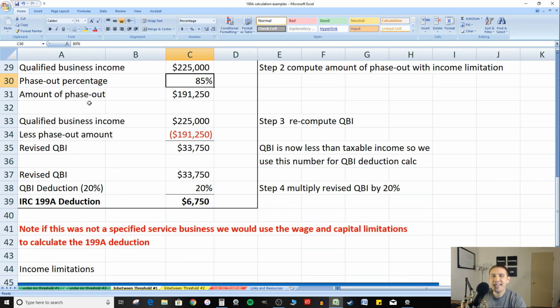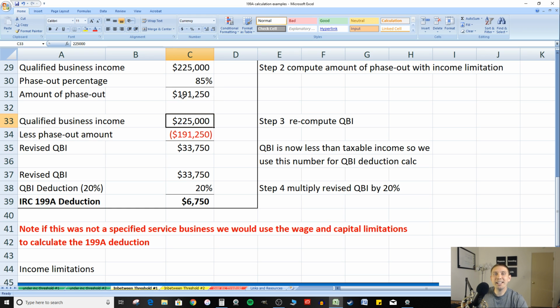So the amount of the phase-out is $191,250. What this does is reduce his qualified business income, and it's going to change how we look at things now. So the qualified business income of $225,000, now we subtract out the phase-out amount of $191,250.